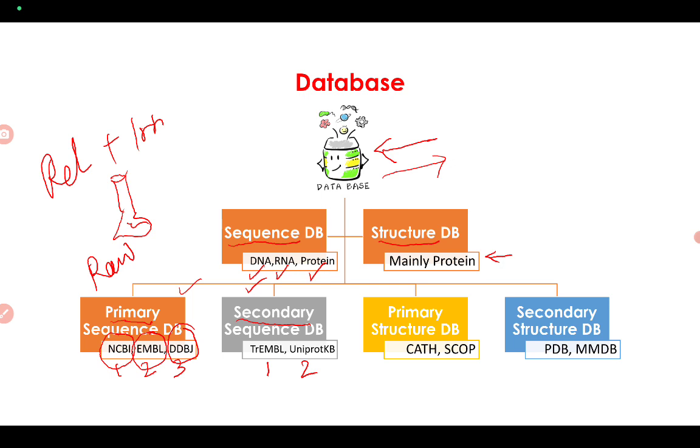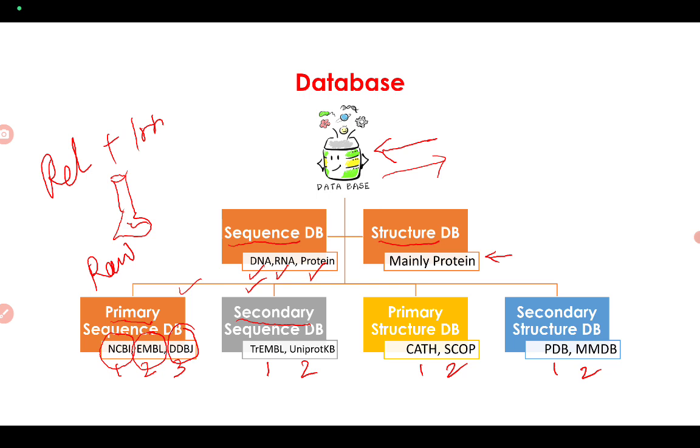Other than that, if I am focusing on structure databases, there are two kinds available. Similarly, as in case of sequence there is primary and secondary, in case of structure also there are primary and secondary. For example, primary structure databases are CATH and SCOP. CATH means class, architecture, topology, homology, while SCOP is known as structural classification of proteins. The secondary structure database common examples are PDB and MMDB. PDB means Protein Data Bank, while MMDB means Molecular Modeling Database.